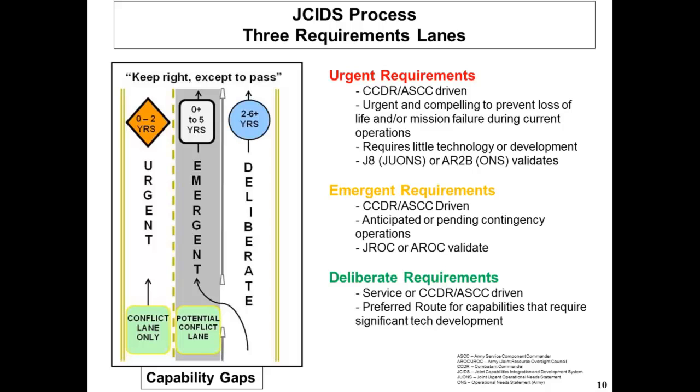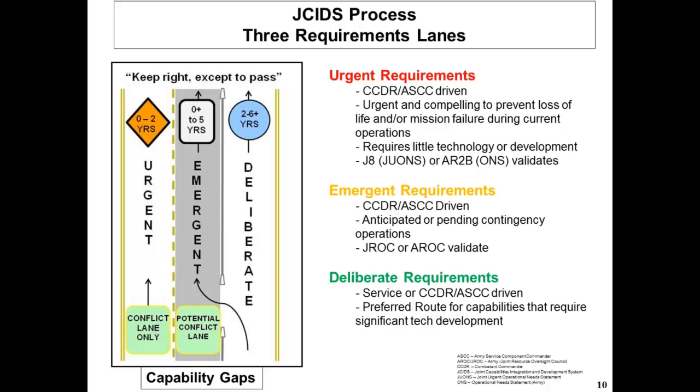Then you have the emergent requirement. This is something that we know is going to come down the road, but it's not currently in our face. So we might need something for expected attacks through Poland from Russia, or North Korea coming into South Korea, things of that nature. So things that aren't currently taking place, but we know have a high possibility of taking place. And again, the JROC or the AROC, JROC for joint capabilities, AROC for the Army capabilities, they will validate that requirement.